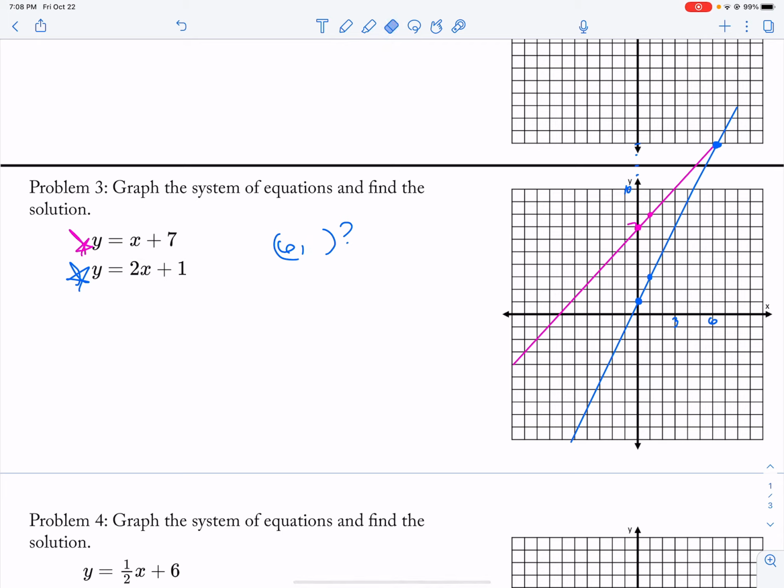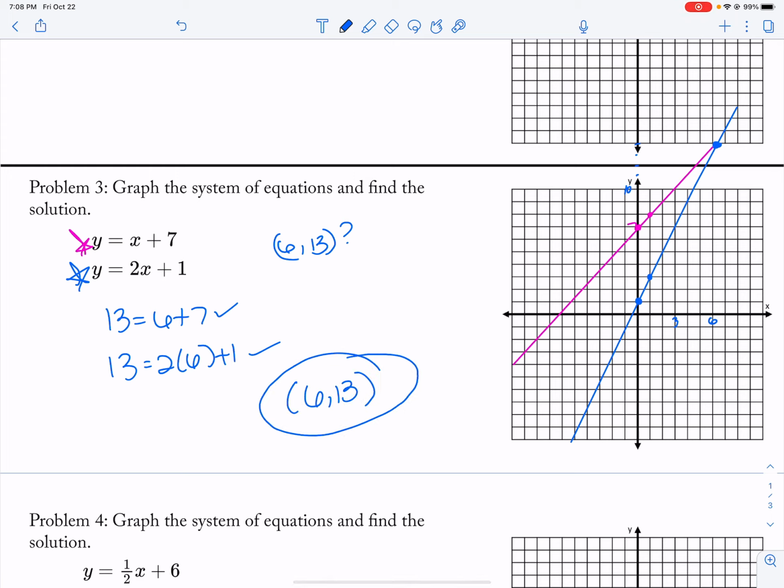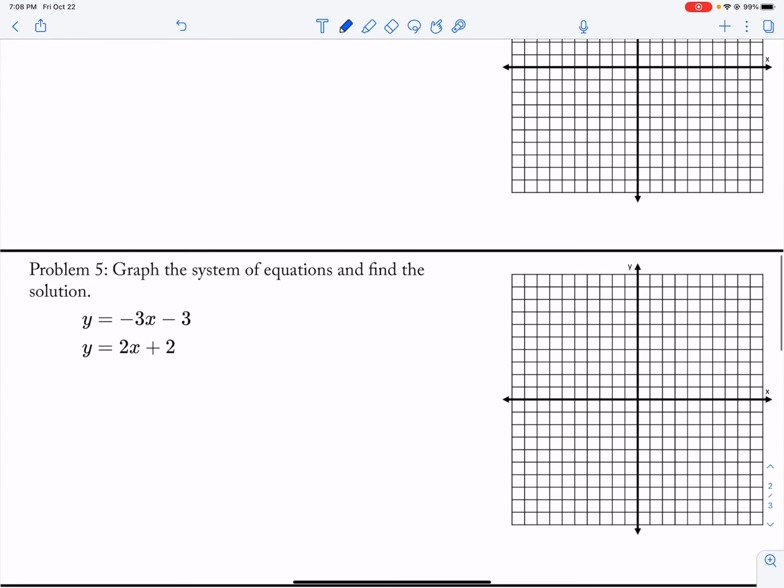So maybe 13. So 13 is equal to 6 plus 7. That works. Is 13 equal to 2 times 6 plus 1? And yes, that's also true. So 6, 13 is my solution. So if I call it a solution, it has to work in both equations, not just one of them. Okay? All right, so then now number 5.